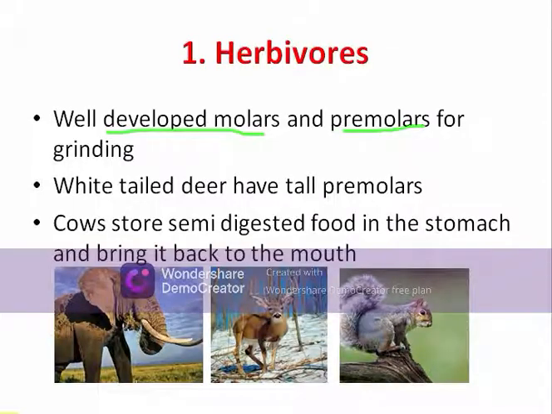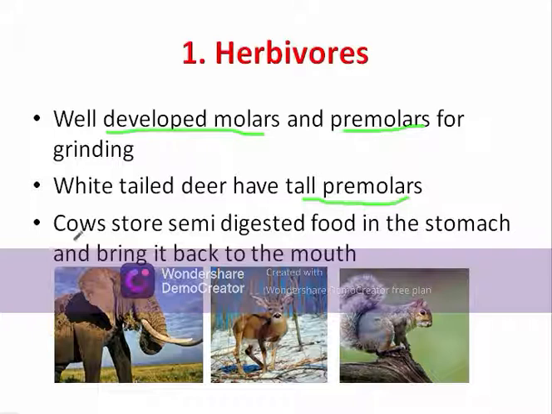If you want to get knowledge about what molars and premolars are, the video on molars and premolars is given in the description, so you can simply click the link given in the description. For example, white-tailed deer have tall premolars. Again, for premolars, molars, and incisors, which are types of teeth, you can watch the videos in the description.